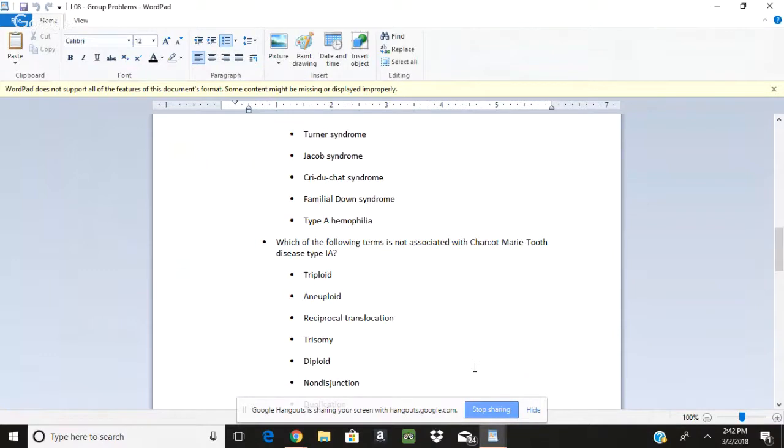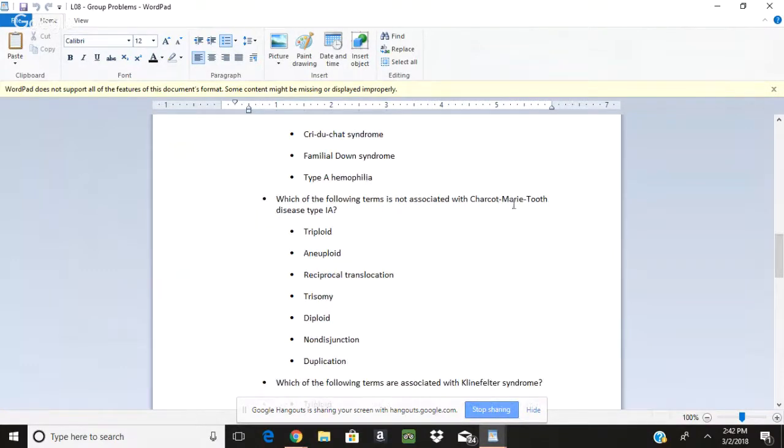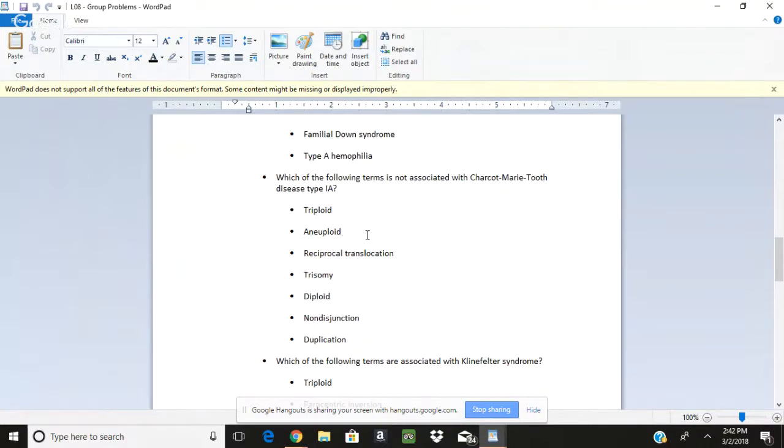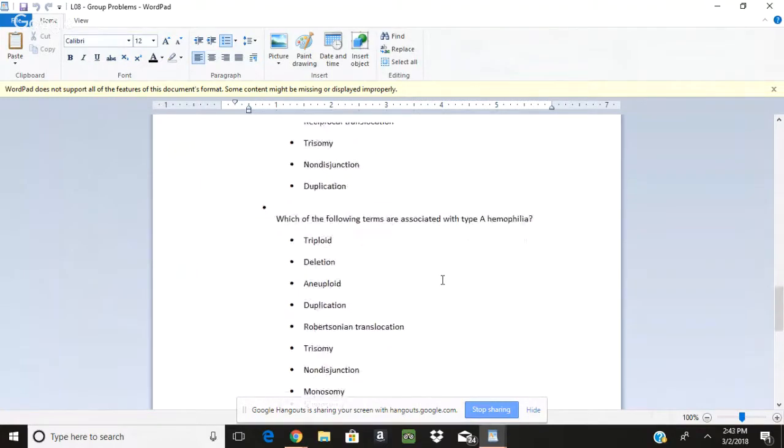For part B in number 3, the term that goes with Charcot-Marie-Tooth disease, type 1A, is duplication. For Klinefelter syndrome, we have that being aneuploid and trisomy, so having an extra X chromosome in a male. For D, we couldn't find any terms that worked for that.